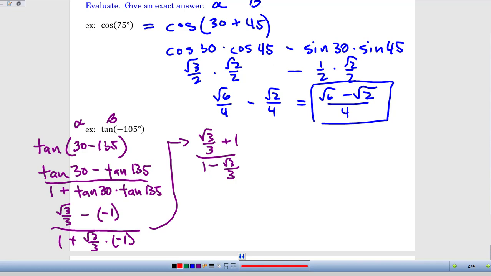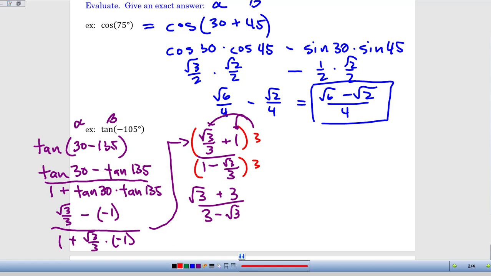And the trick that we can use here is we can multiply the top and bottom of our fraction by 3. And so if we distribute that to the top and distribute that to the bottom, hopefully we can see where that leads. 3 times root 3 over 3 leaves us with just root 3. And then 3 times 1 gives us 3. So now we don't have a fraction within a fraction in the top, and the same thing is going to happen on the bottom. We're going to end up with 3 minus root 3 on the bottom. So we dealt with the first issue of having a fraction within a fraction, but now we have the problem of having a square root in the denominator.